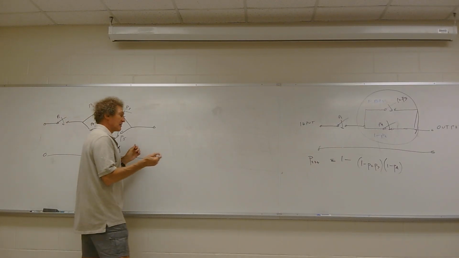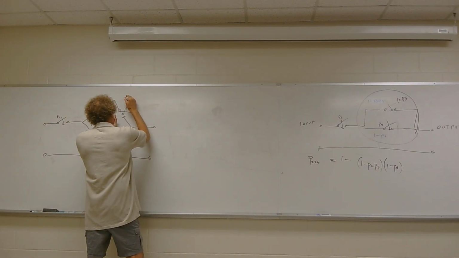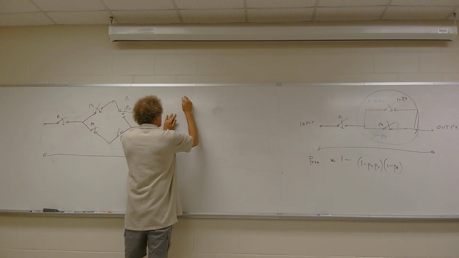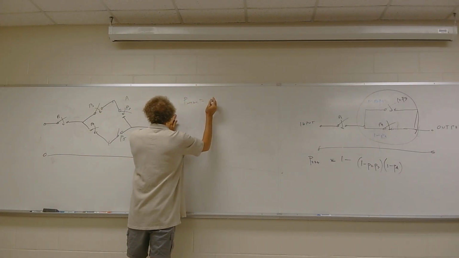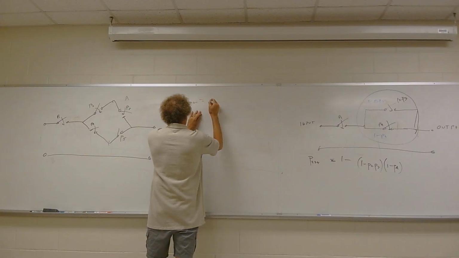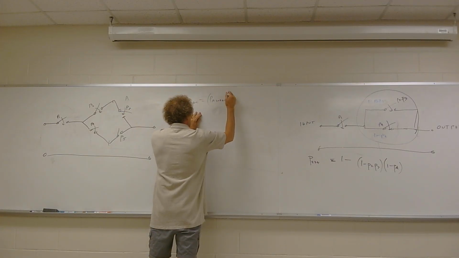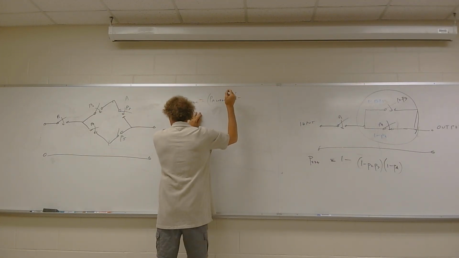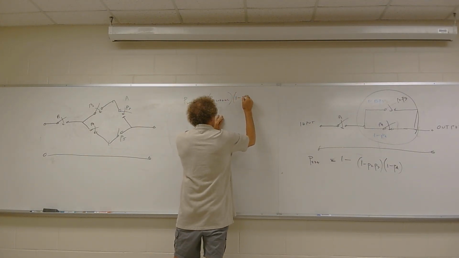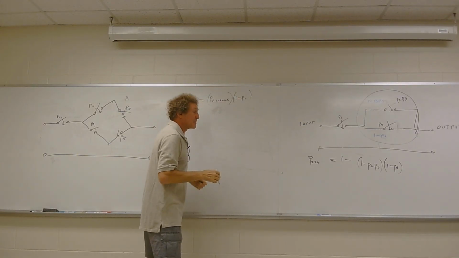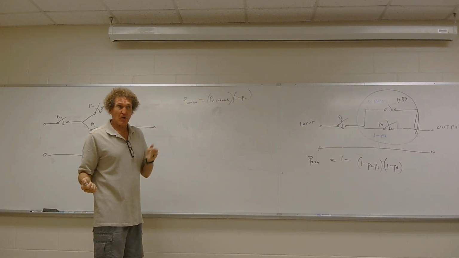So I'll call this circuit A. The probability of it working is going to be equal to the probability of A working times 1 minus P6, the middle switch, because that's the probability of it being open. Remember, I opened it, right?